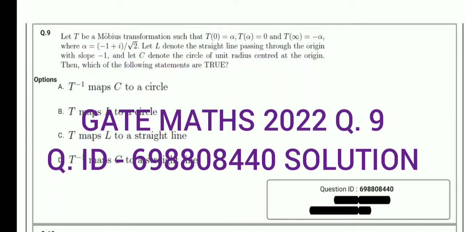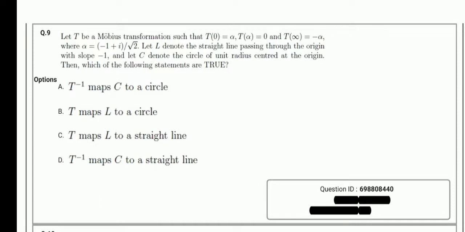Hello everyone, today I am solving another question of GATE Math 2022. In this question, let T be a Mobius transformation such that T of 0 is equal to alpha, T of alpha is equal to 0 and T of infinity is equal to minus alpha, where alpha is equal to (minus 1 plus i) by under root 2.